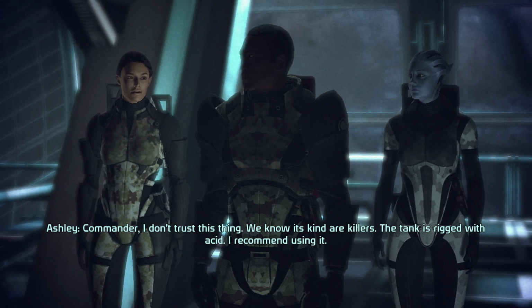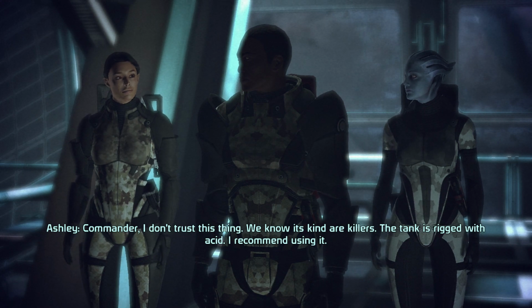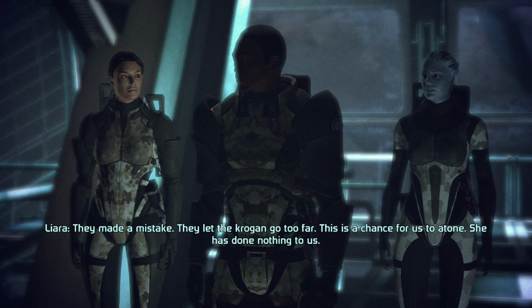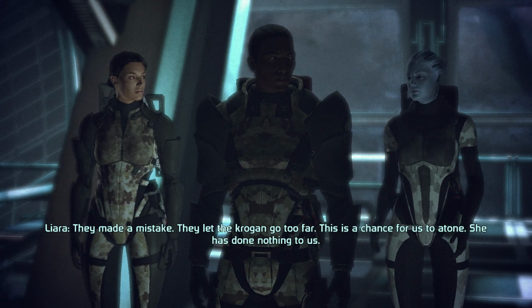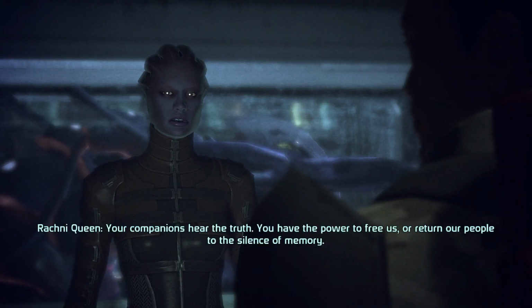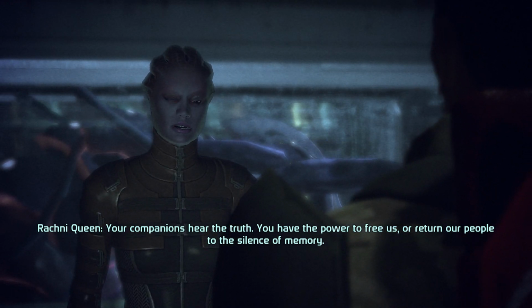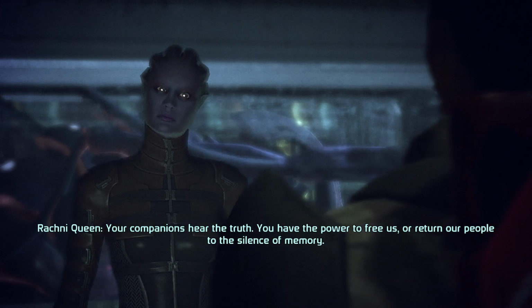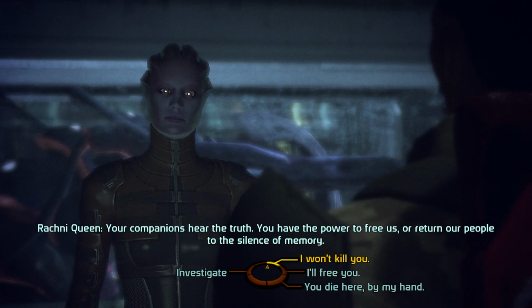Commander, I don't trust this thing. We know its kind are killers. The tank is rigged with acid. I recommend using it. They made a mistake. They let the Krogan go too far. This is a chance for us to atone. She has done nothing to us. Your companions hear the truth. You have the power to free us, or return our people to the silence of memory.